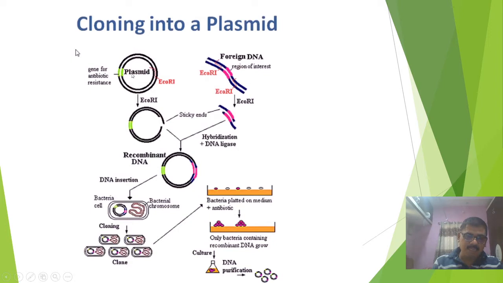So this plasmid molecule, or such a DNA which is ligated with the foreign DNA, we call a vector molecule. In this case, this plasmid is a vector, and this molecule is a recombinant DNA molecule. The recombinant DNA molecule is then inserted into the host cell, and this is our chimeric molecule. So this plasmid is the vector molecule.